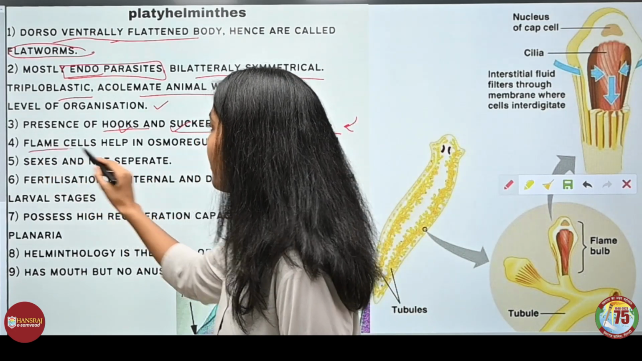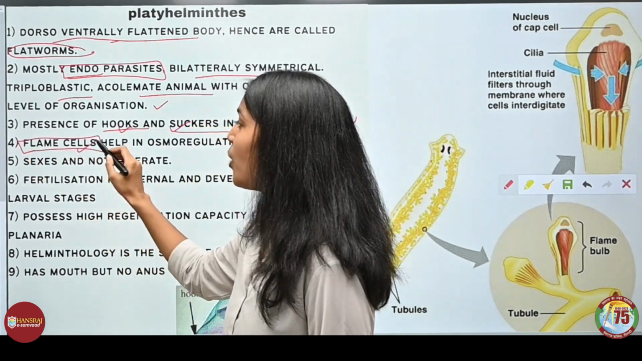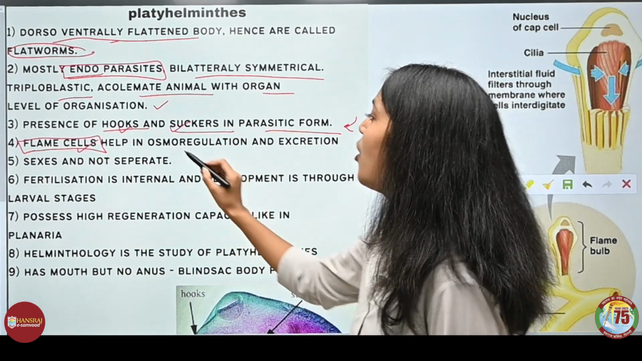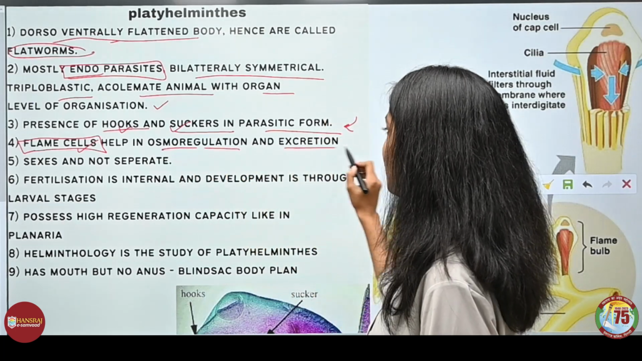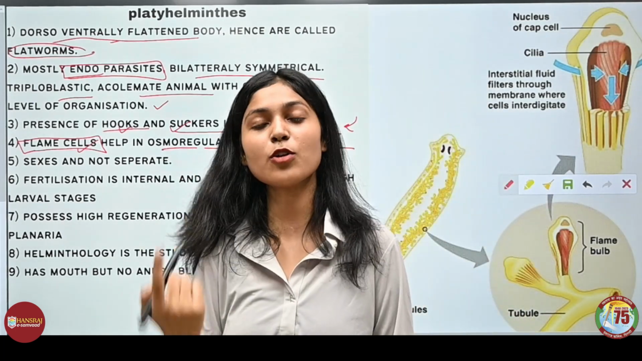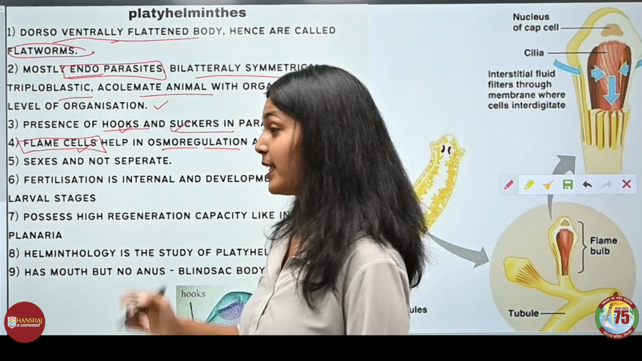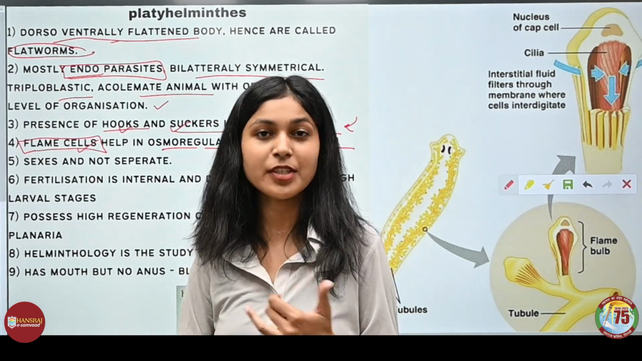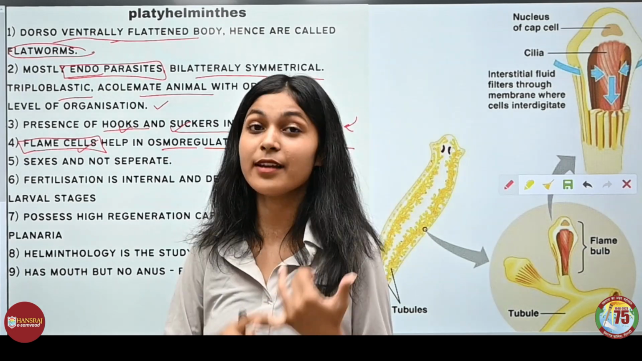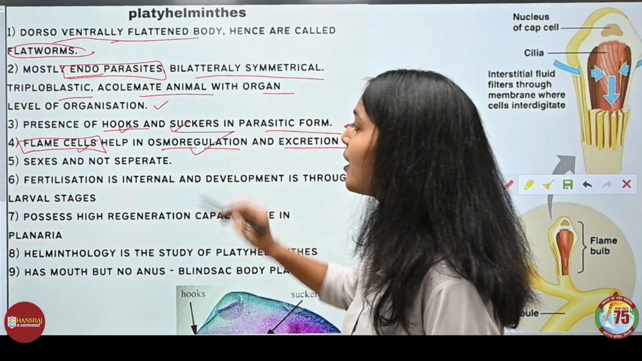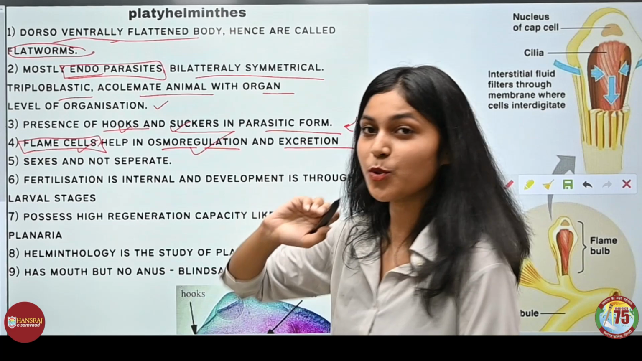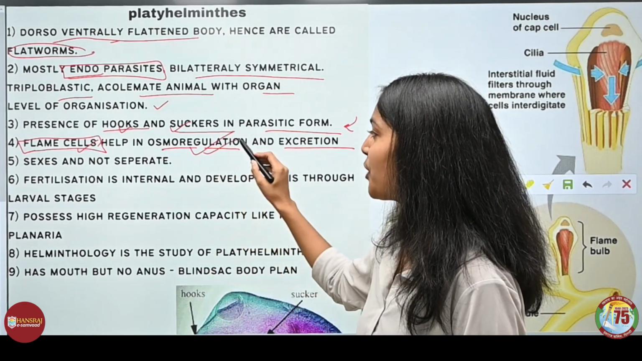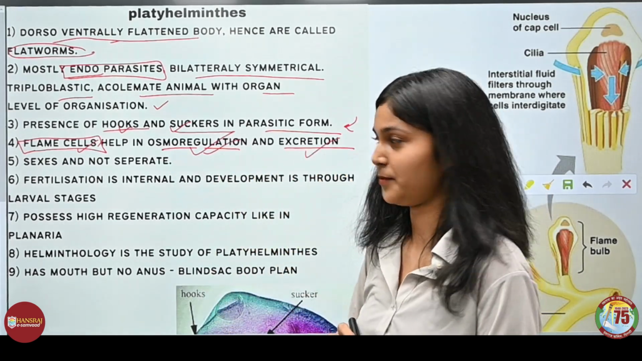Now, presence of flame cells. They have these flame cells for osmoregulation and excretion. So what is osmoregulation? Basically, maintaining a balance between salt concentration and water is osmoregulation. So flame cells help the worms in osmoregulation and for excretion.